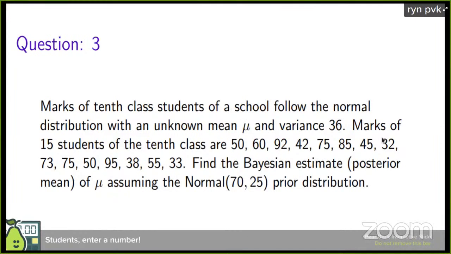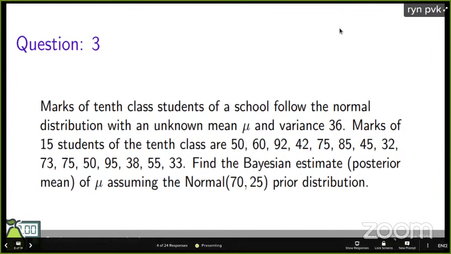Normal is difficult, and if you ask, we'll provide you with the formula, because deriving it or getting to the posterior mean for the normal takes a lot of time. This is not that easy. Take some time and try to solve this. I have already got 4 responses, so take 5 more minutes and we'll discuss.